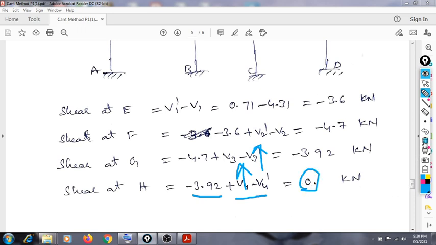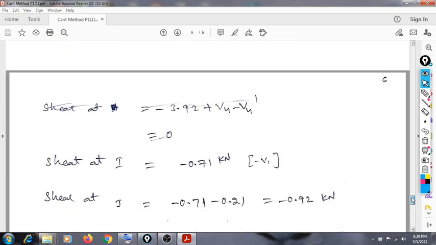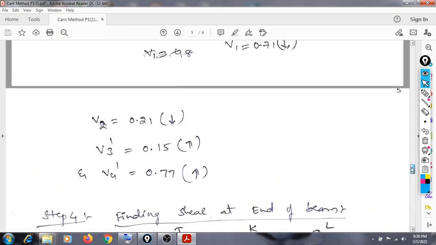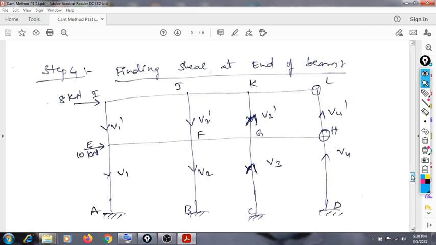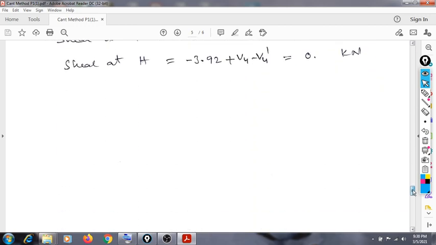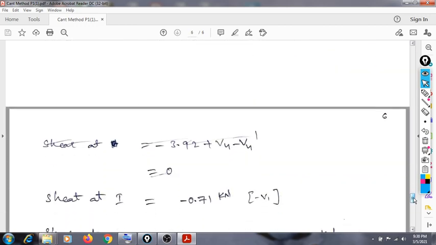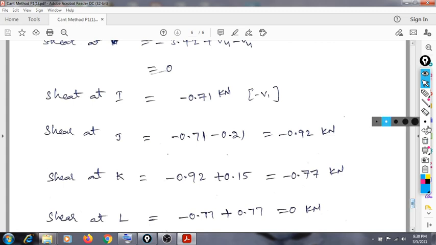In the same manner, coming to the next shear in the other story, shear at I. Here we have shear at I in the top story. In the same manner we have to do it. Shear at I is nothing but V1 dash going away from I, so we have to take minus V1 dash. The answer will be minus 0.71 kilonewtons.